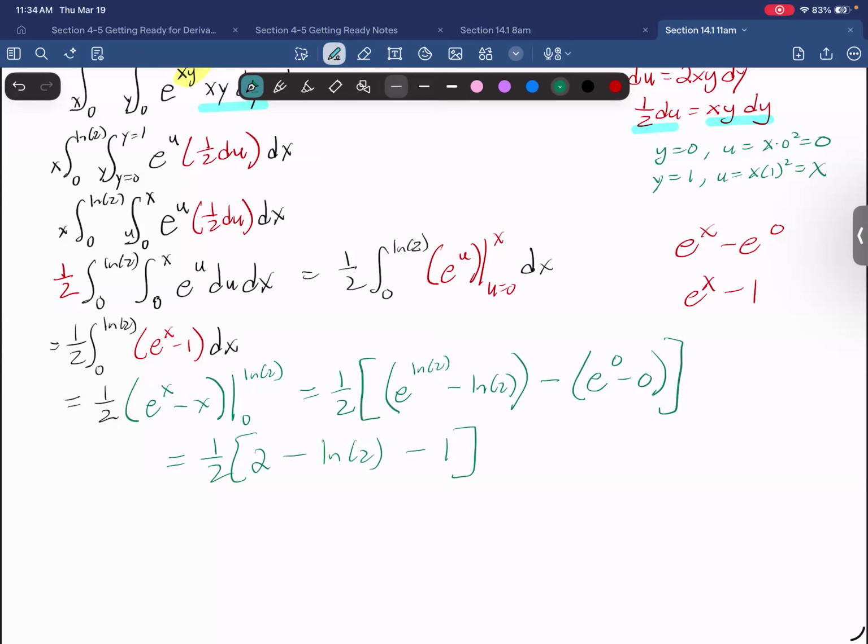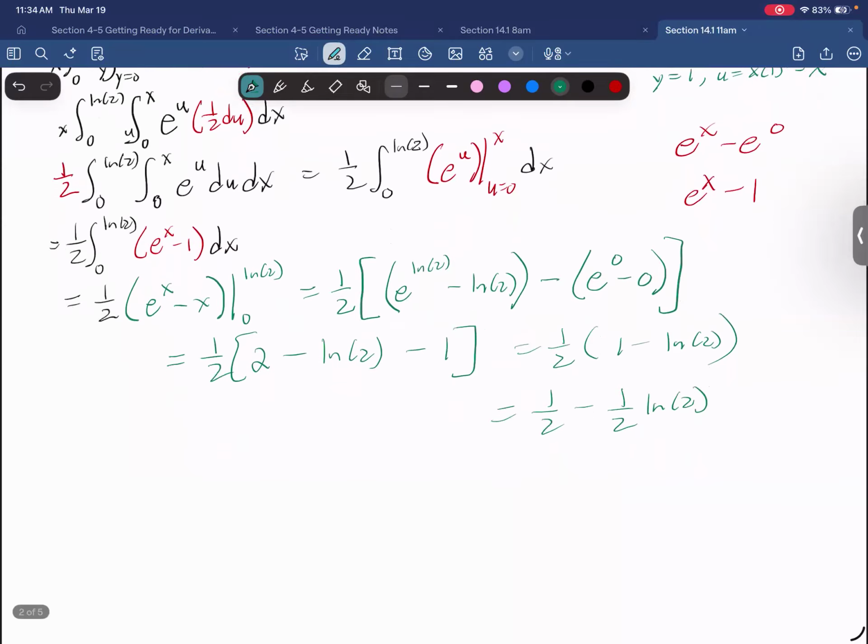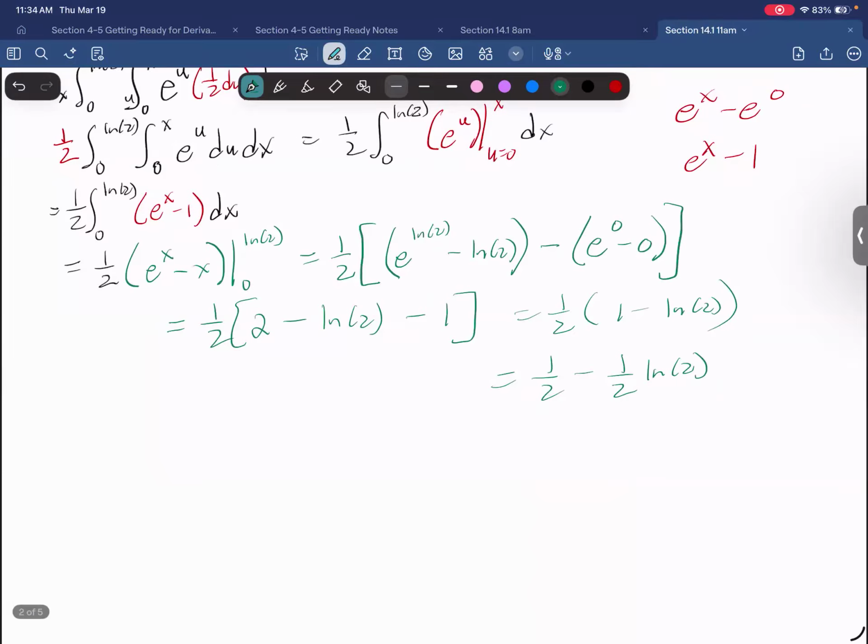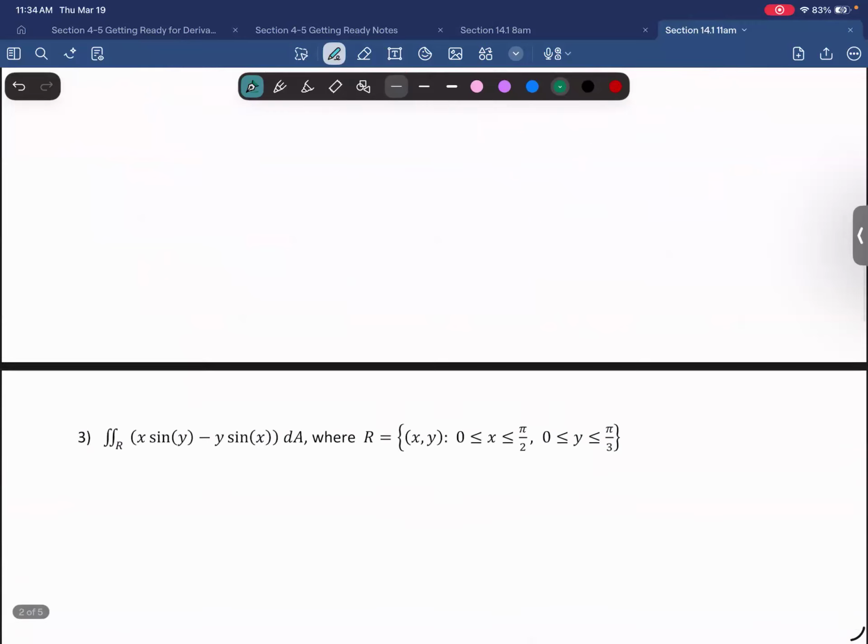E and the natural log cancel out, just leaving us the exponent. And that is 1/2 times 1 minus ln of 2. If you leave it like that, that's fine. Or we do 1/2 minus 1/2 natural log of 2. Not too bad, right? 14.2 is less fun.